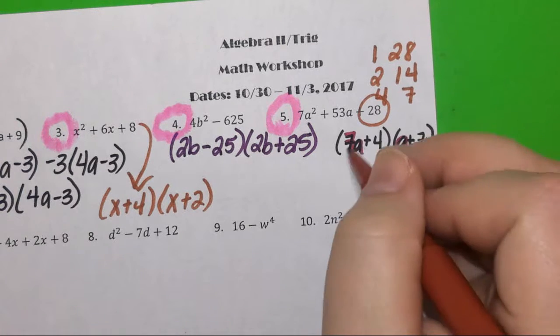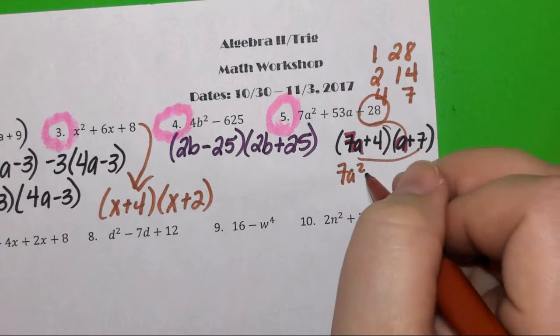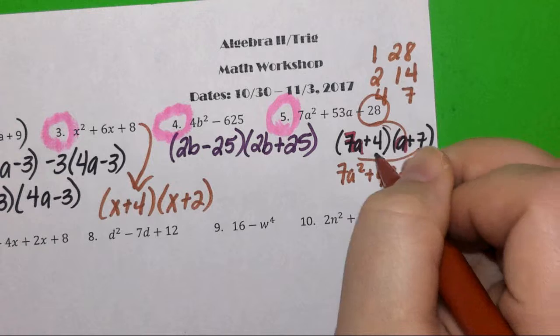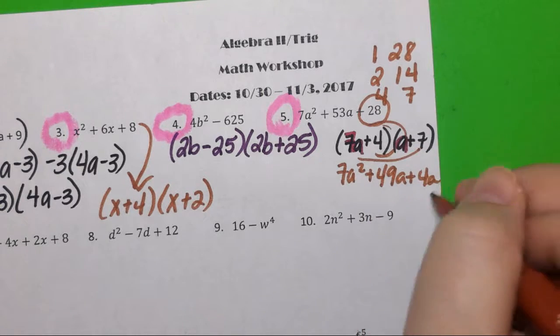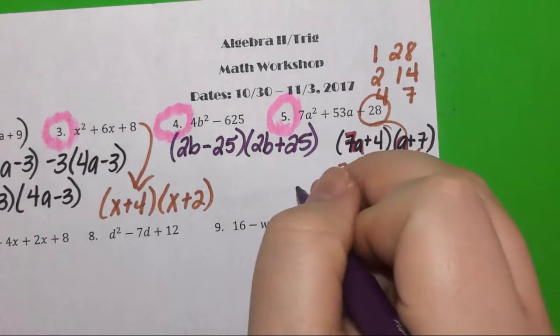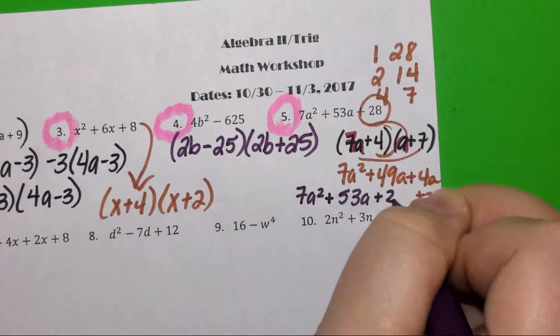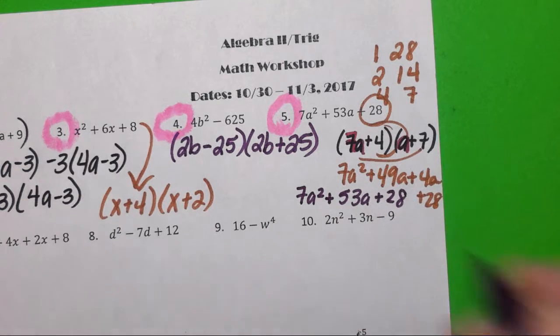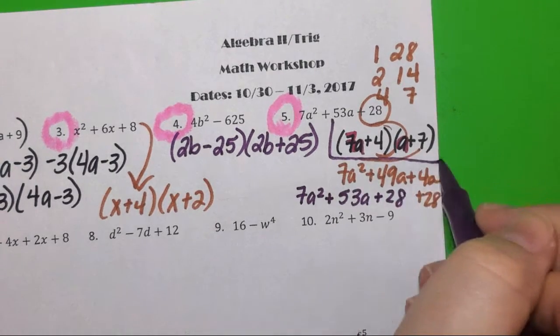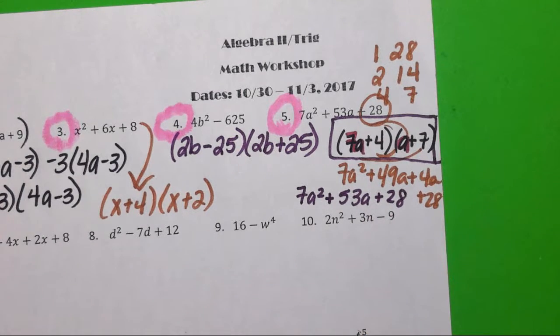Guess again. Okay, so when we FOIL it out: 7a squared first. Outer, 49a. Inner, 4a. And last, 28. What's 49 plus 4? 53. Wasn't that what our problem was? So 7a squared plus 53a plus 28. That means when we FOILed it out, we did get the answer, so those were the correct factors. It is (7a plus 4)(a plus 7). Are there any questions about number 5?